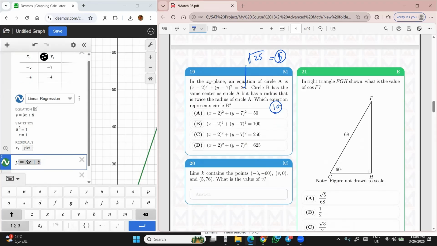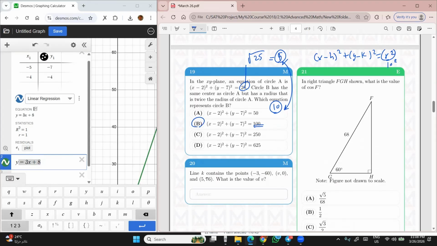But when you write the equation of B, we need to consider 10 squared, because the formula says (x minus h) squared plus (y minus k) squared is equal to r squared. So this is r squared. Sorry, this one is r squared, which makes the r equal to 5 for circle A. But the radius of circle B is double the 5 to get 10. So when you write it here, write 10 squared, and 10 squared is equal to 100. So 100 is only given here. Letter B is the answer.